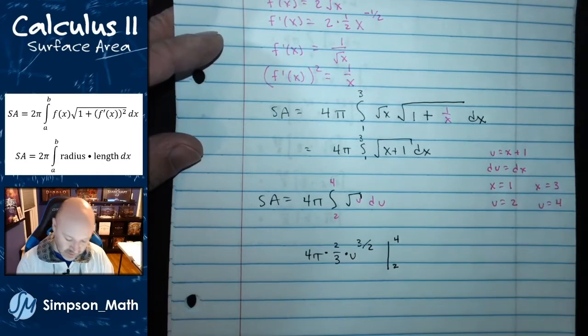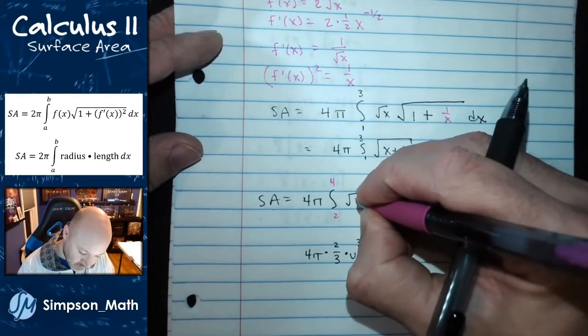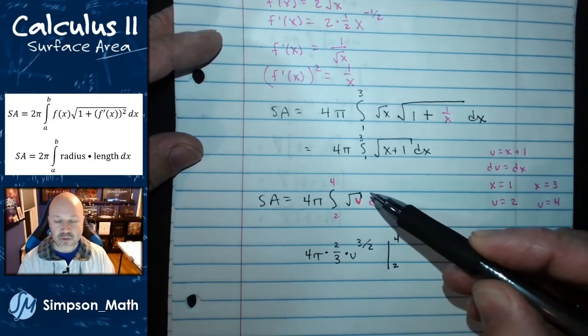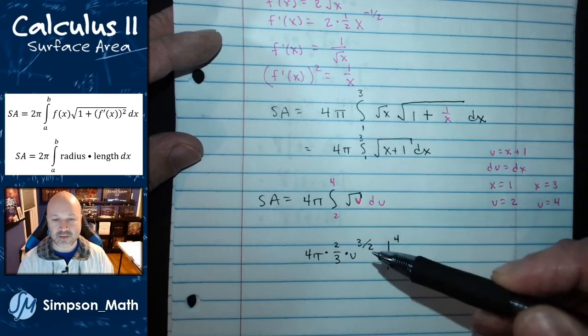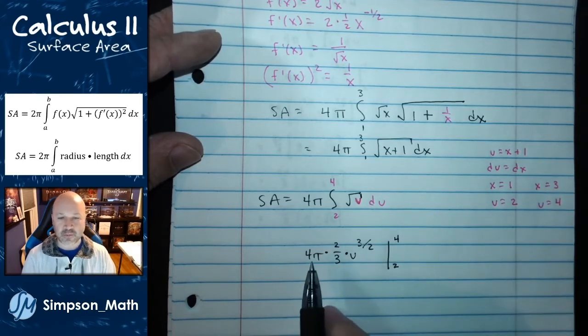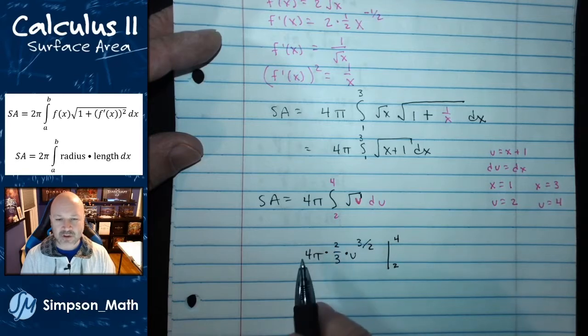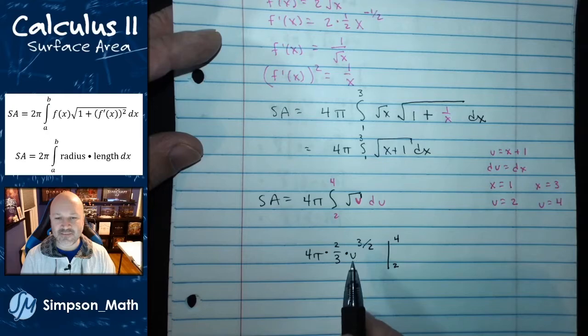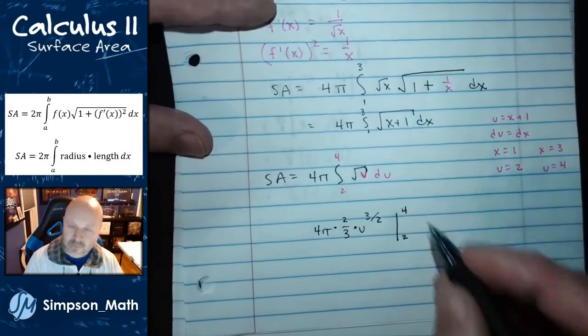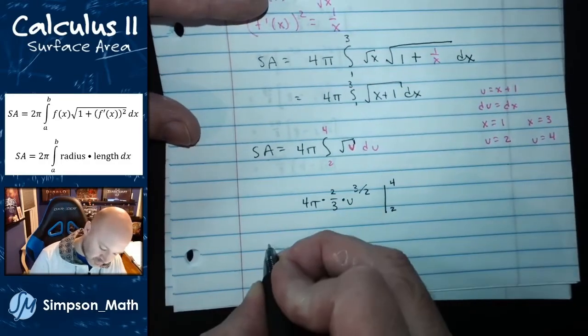Let me walk through that one more time. Make that u a little bit prettier. That's u to the 1/2. So you up it by 1, 3/2. Multiply out front by the reciprocal, 2/3. Perfect. So out front I have 8 pi thirds, and then I need to evaluate u to the 3/2 with a 4 and a 2 and do the subtraction.